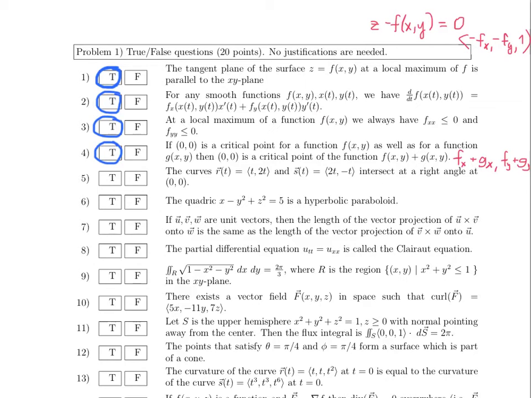Number 5. The curves r of t as given and s of t as given intersect at a right angle at 0, 0. In order to determine the direction of these curves, we take their derivatives with respect to t. We see that regardless of your location on either of these curves, your direction vector will be the same, so it doesn't actually matter that we're at the origin.